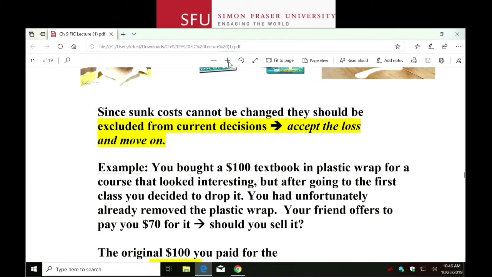Now you're going to lose money, right? You're going to be losing $30, but if you don't sell it, you're going to lose the full $100. So it's better to at least try and get some of your money back. The full $100 is the sunk cost, and all you can do is try to get some of that back.